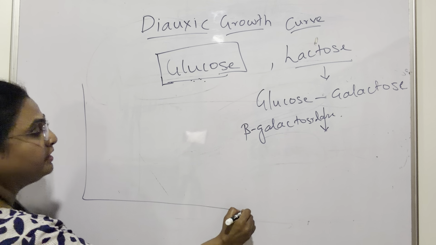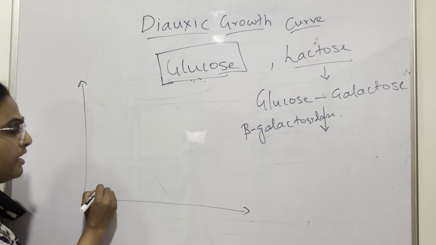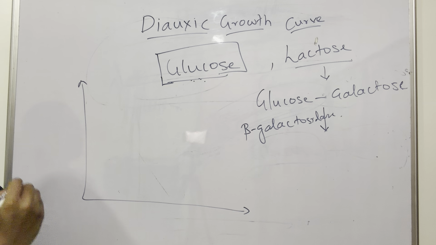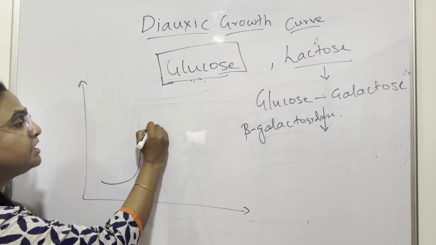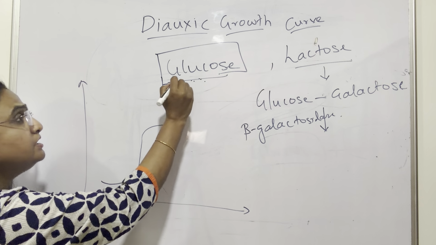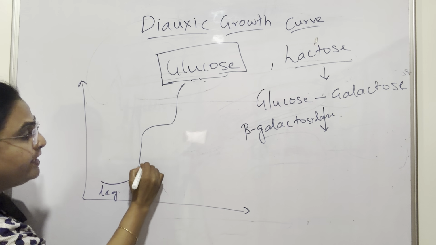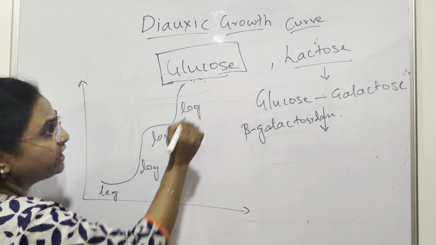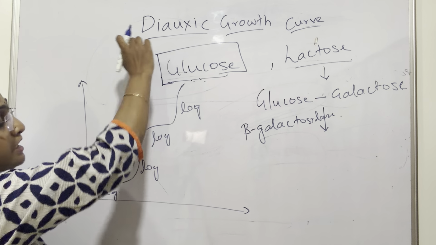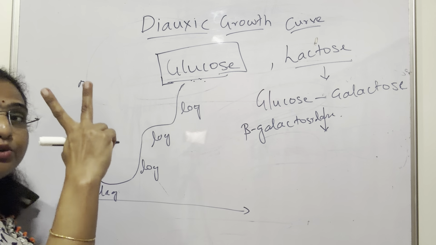Now here the growth curve has only two phases which alternate with each other, and the first one is a lag phase, then there is a log phase, again there is a lag phase, and again there is a log phase. So lag phase, log phase, lag phase, and log phase alternate with each other. That is, here there are how many phases? There are two phases.